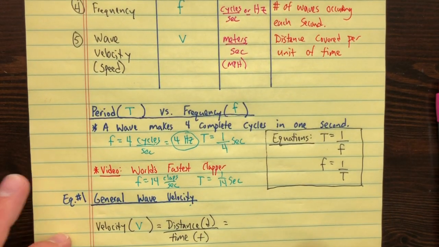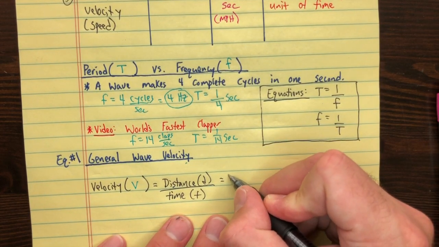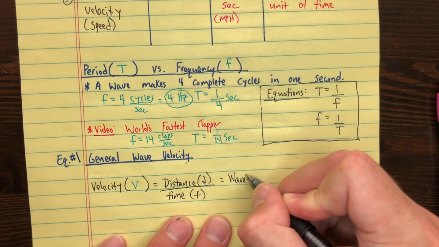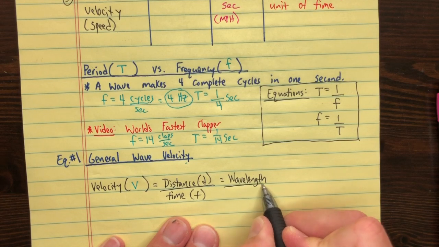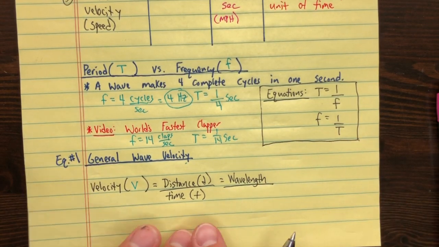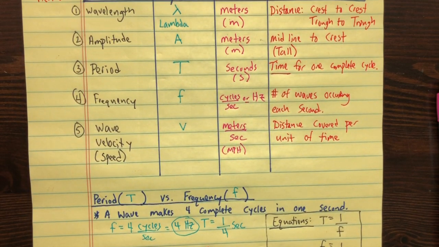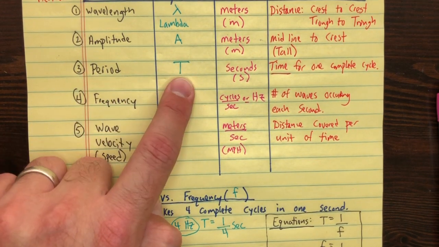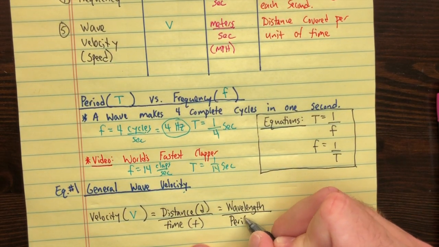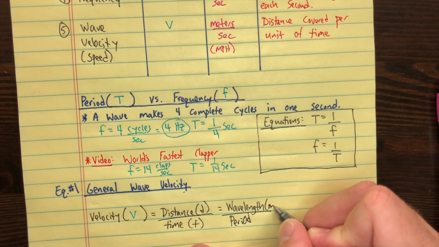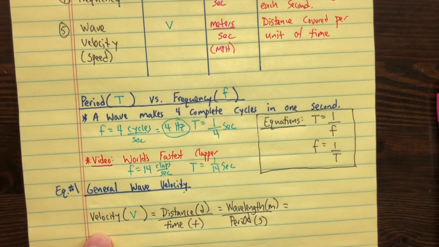So for waves, we're going to say, hey, if we want the wave velocity, we're just going to take a wave's wavelength, and we're going to divide it by time in this case. Which one of our variables represents the time? And if you see here, period. So for a wave, wavelength over period, so wavelength in meters, and this is in seconds. If you took the wavelength over period, that would give you how fast the wave's traveling.